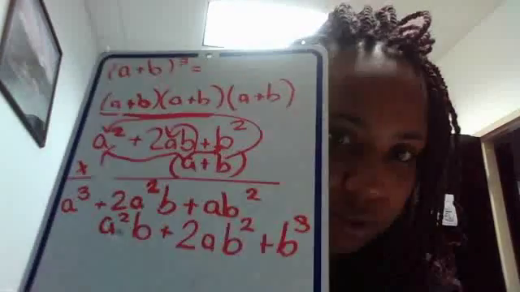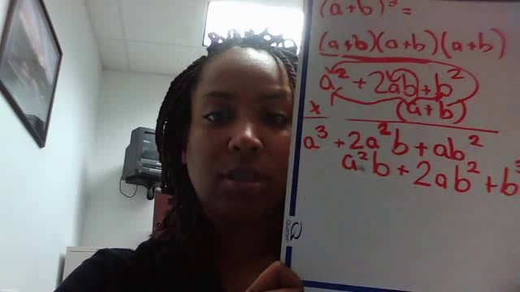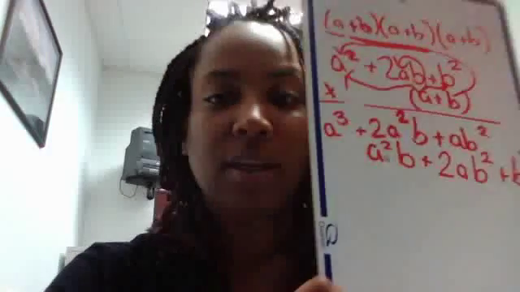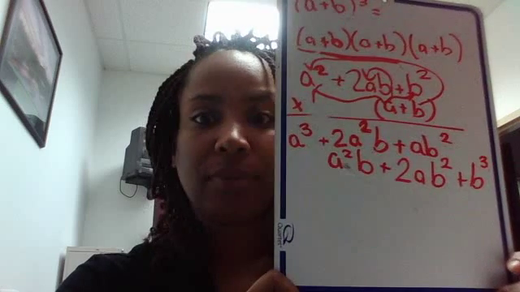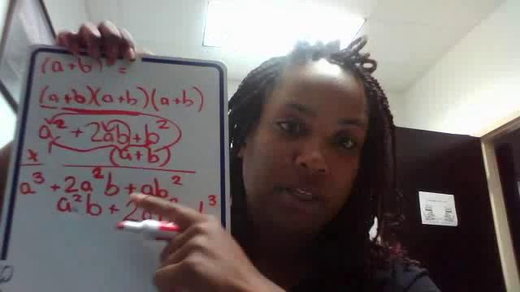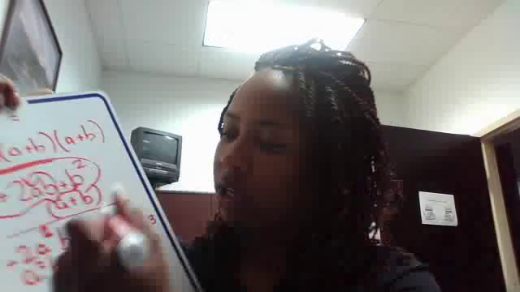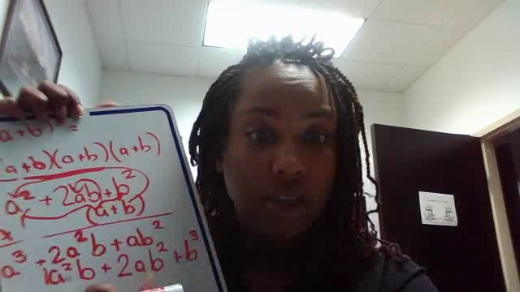Okay, awesome. So we've gotten the first part. Now we want to combine like terms. Let's combine our like terms here. A squared B is something that is like. So what do you see that's the same? I see 2A squared B, and A squared B. You can also put an imaginary 1 in front of it. So 2 plus 1 is 3. 3A squared B.